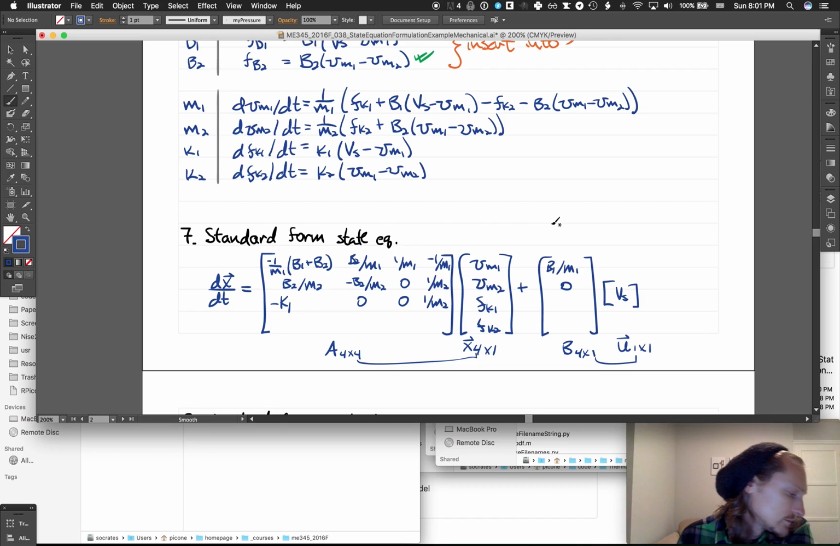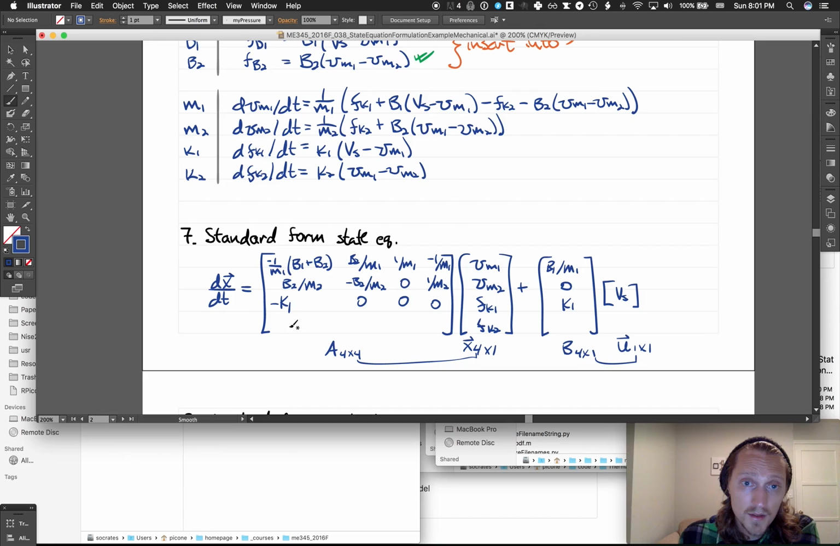Oh wait, no we don't. I just read it from up there. There's no Fk2 in this formula, or in this equation, so 0. And Vs is going to appear through k1. That's its coefficient.